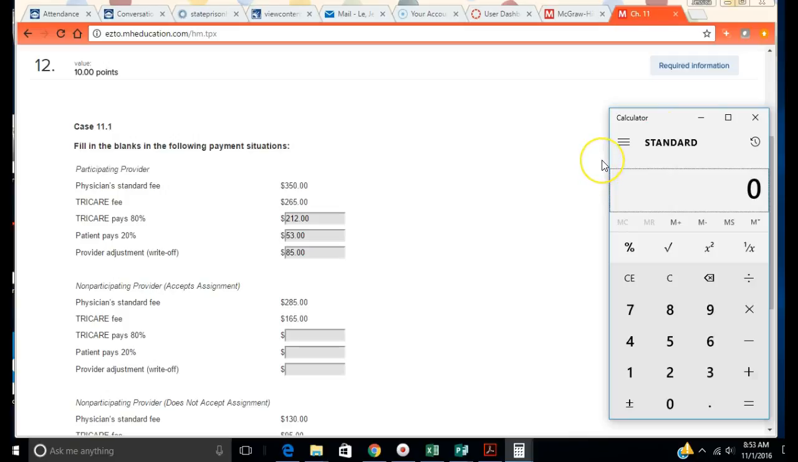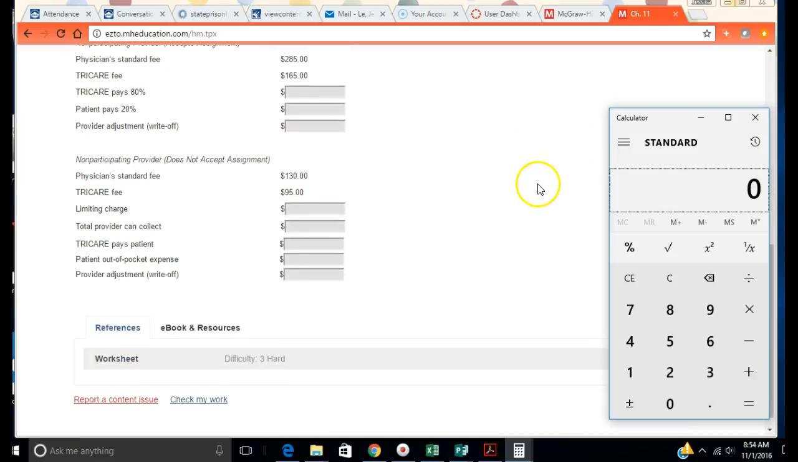Okay, so for the next one, we have a non-participating provider, but one who accepts assignment. So this is going to be calculated out much the same. And just so I don't have to keep trying to figure out where my calculator disappeared to, we're going to do all of the math at once, okay? So the physician standard fee in this case is $285. The TRICARE fee is $165. TRICARE is going to again pay 80%. The patient will pay 20%, and then there's going to be that write-off amount. So 80% of 165 times 0.8 is going to give us 132 over there in the 80% that TRICARE is going to pay.